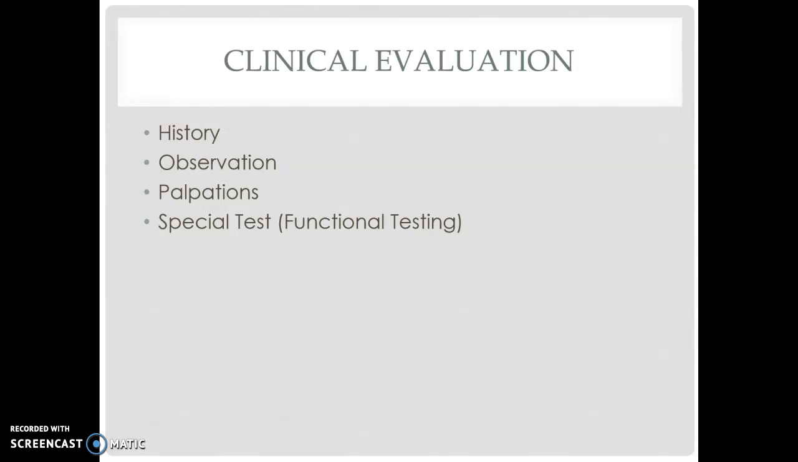So there are four basic components to a clinical evaluation. The one that we will focus on this week is history, but those four components follow the HOPS format. That stands for history, observation, palpations, and special tests or functional testing.